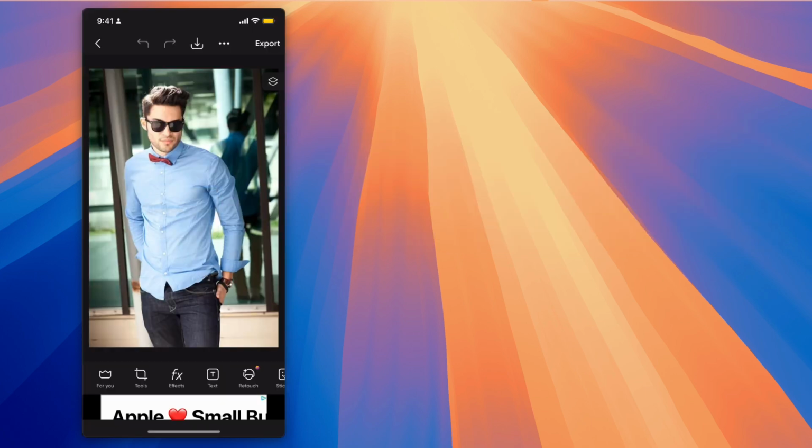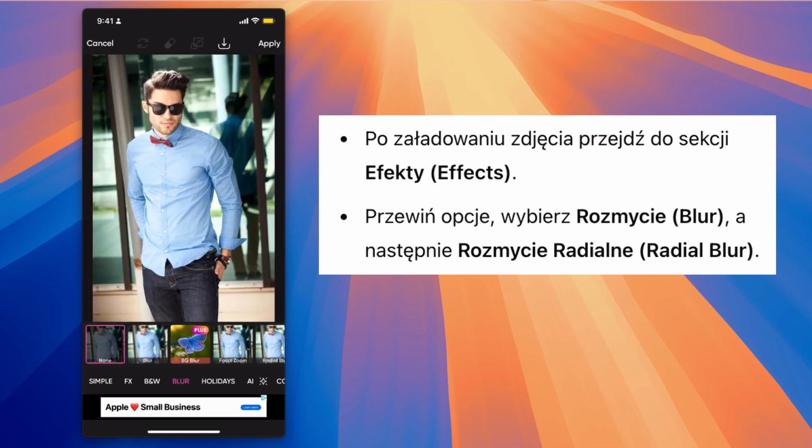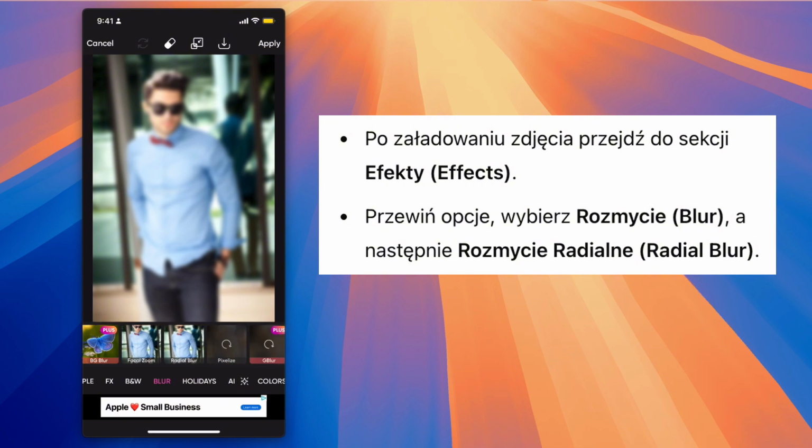Step 2. Once the picture is loaded, go to the Effects section. Scroll through the options, select Blur, and then choose Radial Blur.